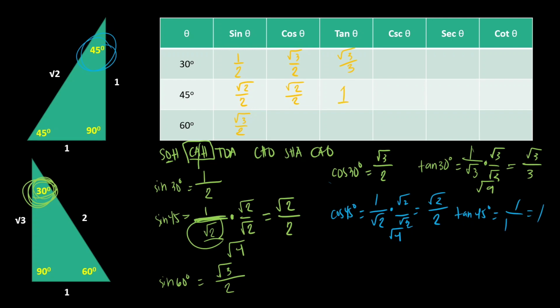And then next is the cosine 60 degrees. Its adjacent is 1 and its hypotenuse is 2, so the answer is 1/2.